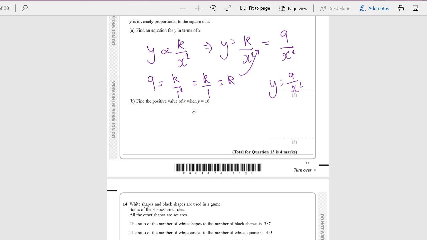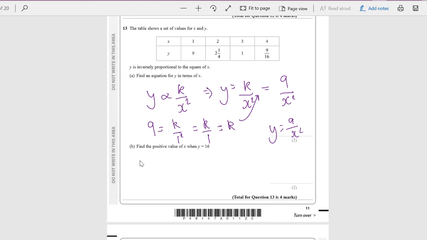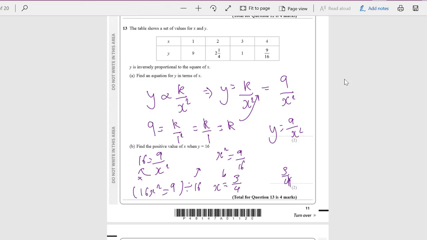Find the positive value of x when y equals 16. Right, so if y equals 16, 16 equals 9 over x squared. So rearrange. So we multiply by x squared. So we get 16x squared equals 9. And then we divide by 16. And again, we're just rearranging to make x the subject. So we get x squared equals 9 over 16. And then because we have x to the power of 2, we just want x. So we get 3 over 4. Let me write that out more neatly.